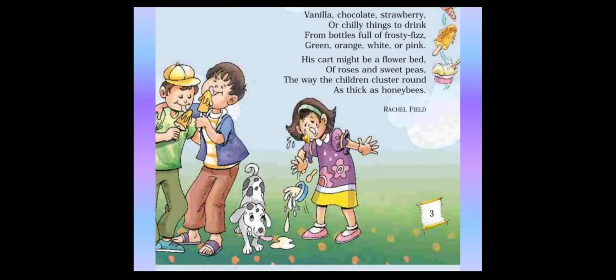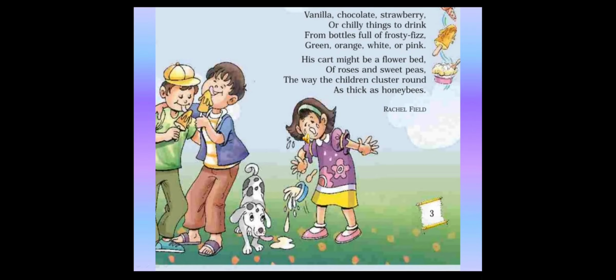Also, in a very similar way, in an ice cream cart, we get to see different colors. Now, how do we get to see the colors in an ice cream cart? It is because of the colorful drinks and the colorful ice creams. Okay, so this is one point of similarity. The second point of similarity is the children and the honeybees.